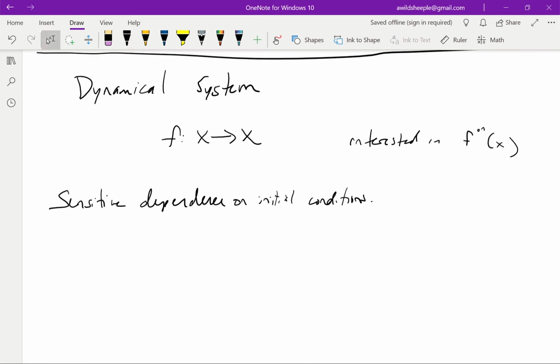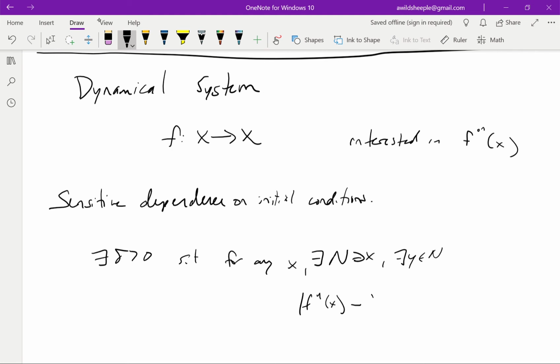If I have such a function f, f is said to have sensitive dependence if there exists a delta, positive, such that for any x, there exists a neighborhood n containing x, and there exists a y in n such that f^n of x minus f^n of y, I want to do this in a metric space, so I should really say d(f^n x, f^n y), is bigger than delta. And the idea here is that this neighborhood is sort of like also a delta neighborhood.